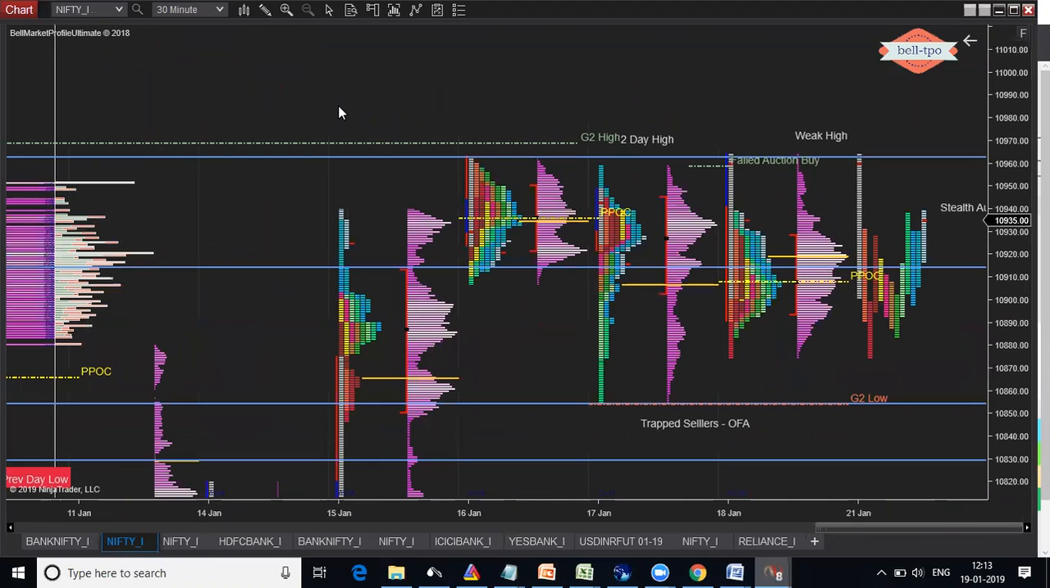So initially we expected what? We expected the price to clear those single prints. I said it is an ABC elongation. It is a reverse auction. So it is one of the places where you have to go and fade the single prints.